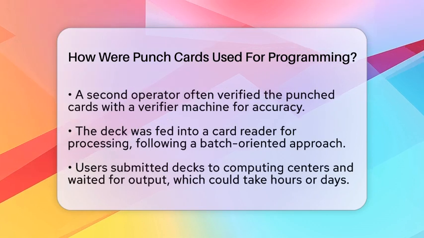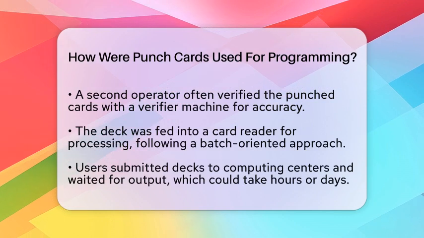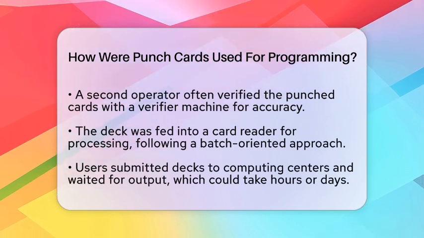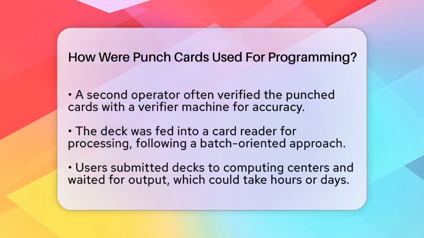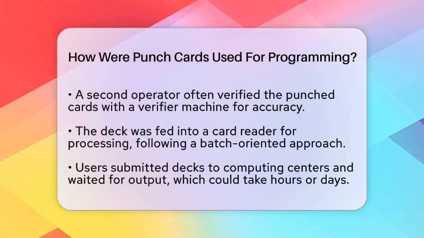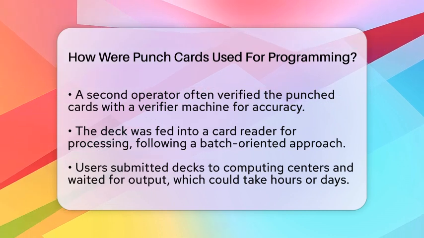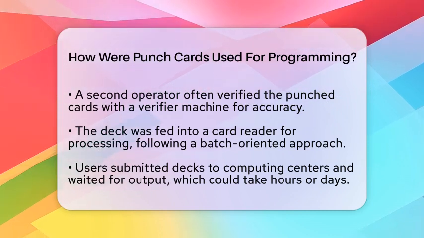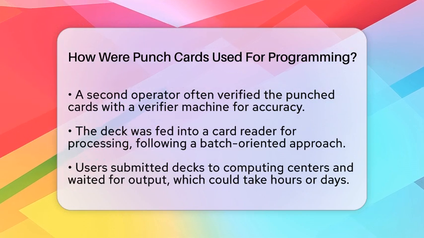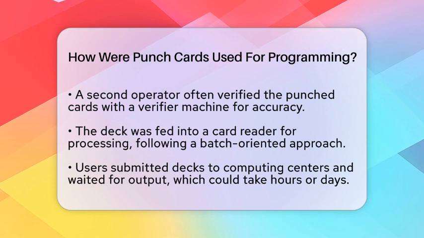After verification, the deck of punched cards was ready for input. To execute the program, the deck was fed into a card reader. This machine read the data and sent it to the computer for processing. This process was batch-oriented, meaning users submitted their decks to the computing center and waited for the output. This could take hours or even days, depending on the complexity of the task.